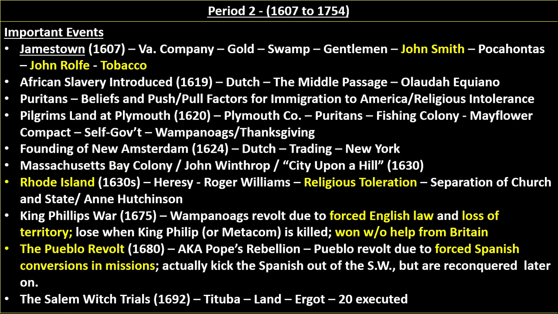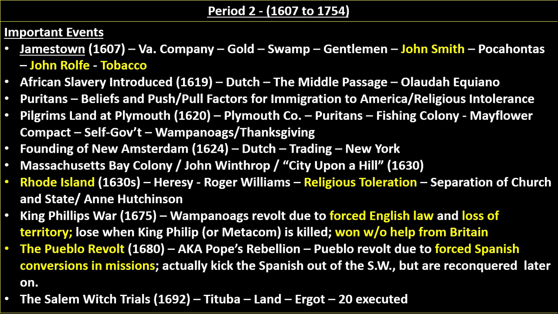King Philip's War broke out in 1675. The Wampanoags revolted against the English due to forced English law. They had to obey English law and the loss of their lands. After the Great Swamp Fight, when King Philip, who's also known as Metacom, was killed, the British will win. King Philip's War will be over with, and the colonists are able to do this without help from the British. So it's interesting because you're starting to see little moments of independence where we can do things on our own without having the mother country come in and help us.